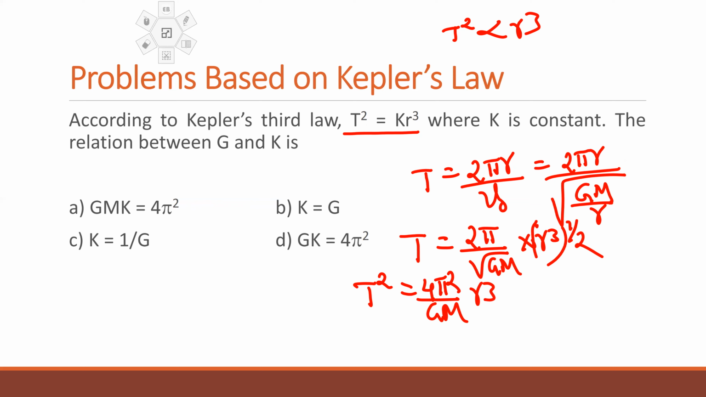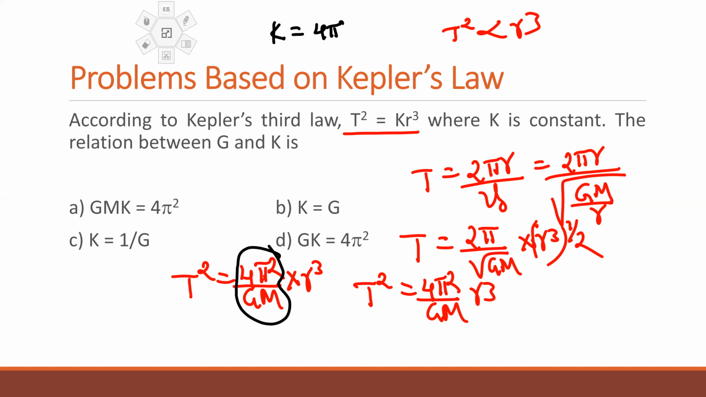What is the formula? T square equal to 4 pi square divided by GM into r cube. Here, T square is directly proportional to r cube. Now, the constant quantity is this. That means the constant K equal to 4 pi square divided by GM. Then by multiplying this, what you will get here? 4 pi square equal to K into G into M. You see? K, G, M. So this is the right choice.